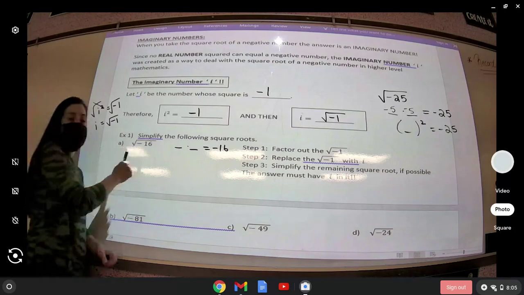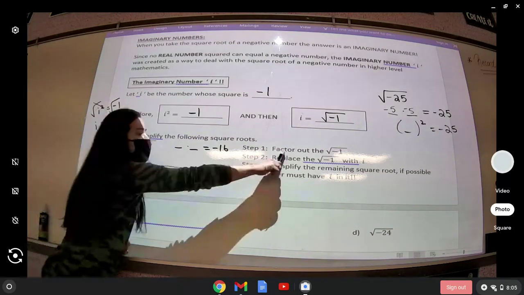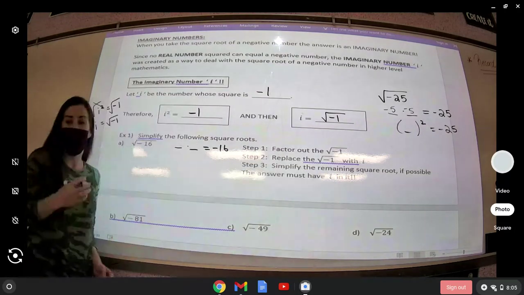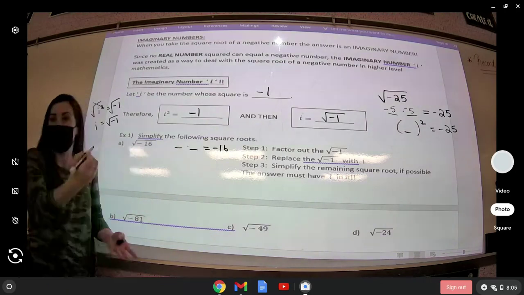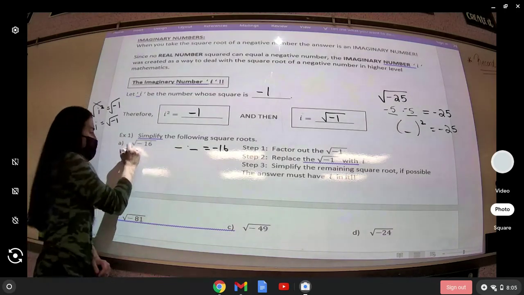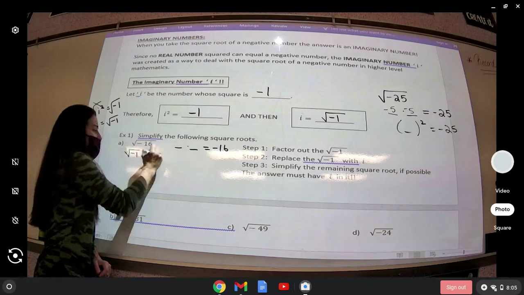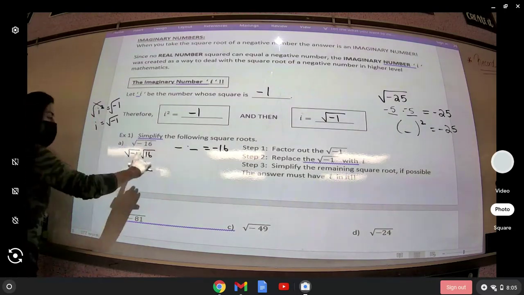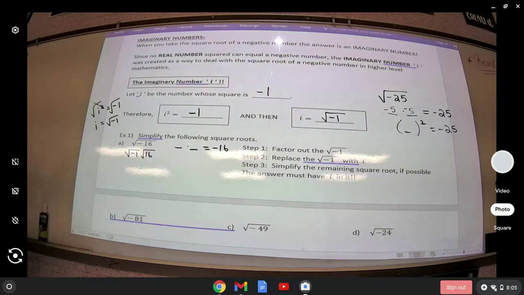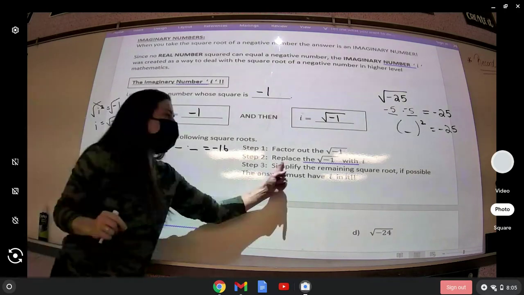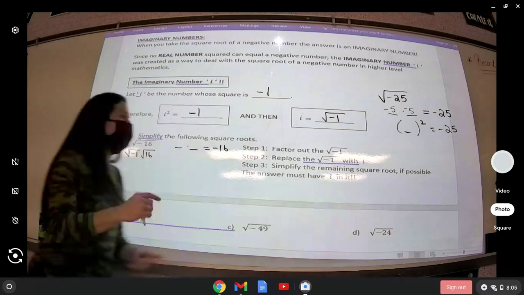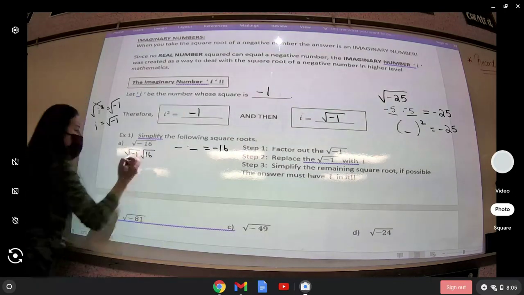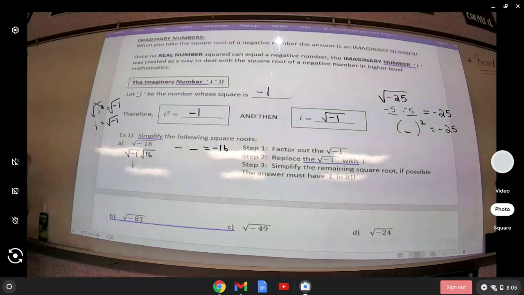So to simplify a negative square root, this is what you do. First, you factor out the square root of -1. You factor out the i, the imaginary part. So we're gonna break this up into the square root of -1 and then the square root of +16, because -1 times +16 is -16. Now, you're gonna replace the square root of -1 with i. So now he becomes the imaginary part of your answer.